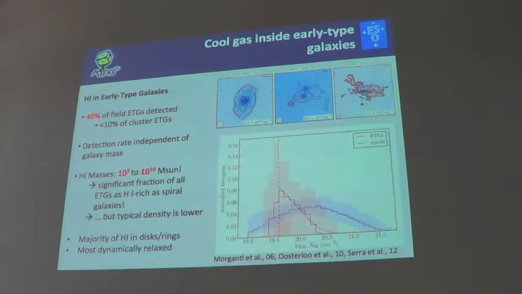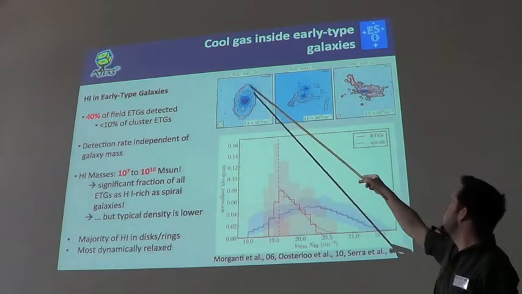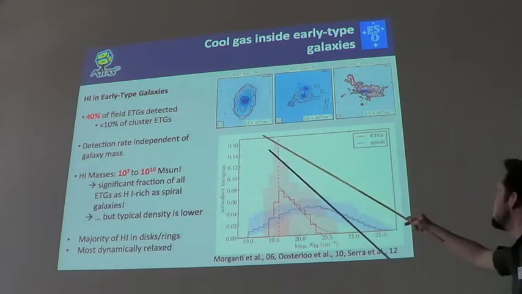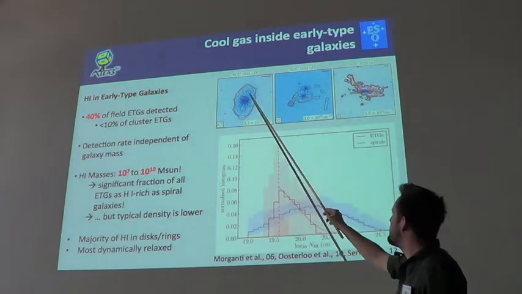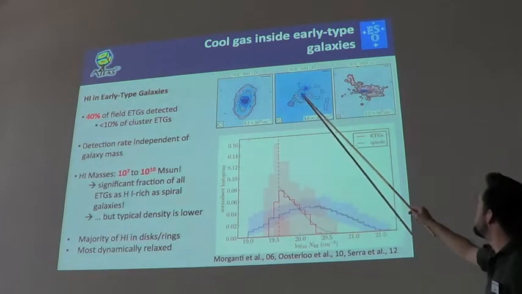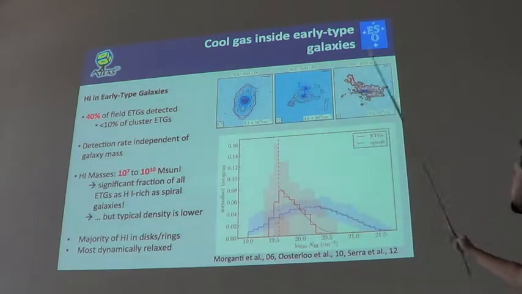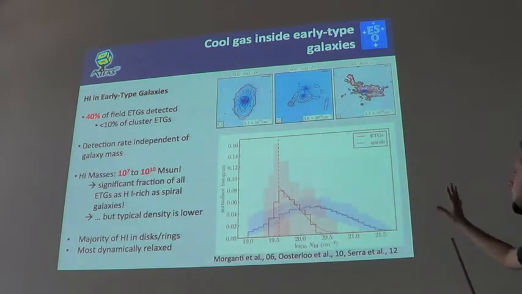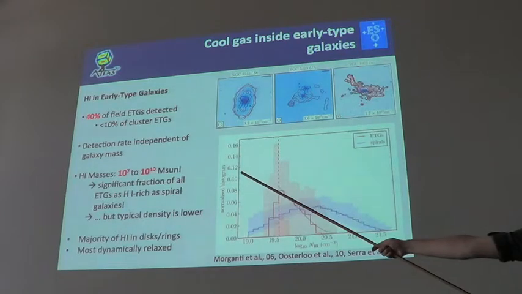Here are some examples of interferometry from the Westerbork telescope. You can see these very nice big disks that sit around the central early type galaxy. You see more disturbed things sometimes, like these, but the majority of the HI is in large disks and rings that sit around the galaxies that are more or less dynamically relaxed. So you say, well, this is a lot of gas. Why are these things not spirals?